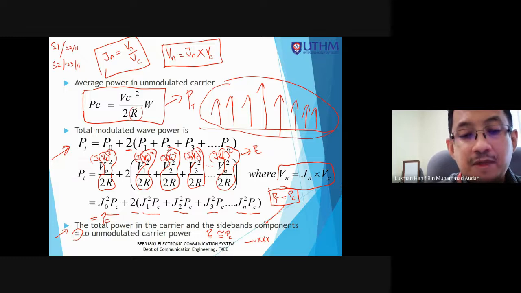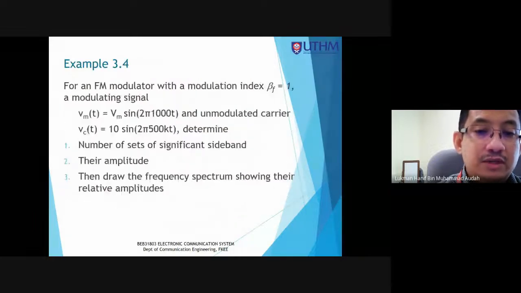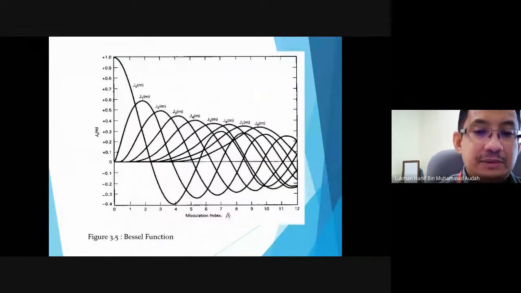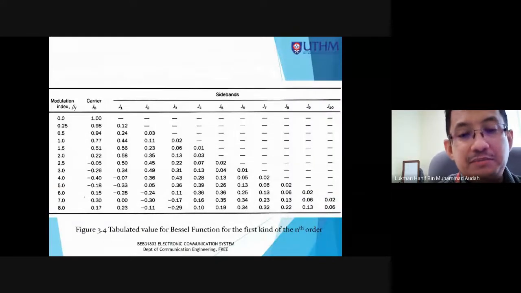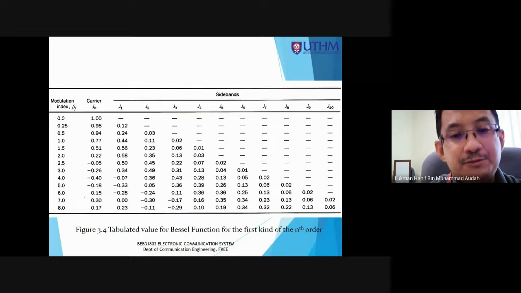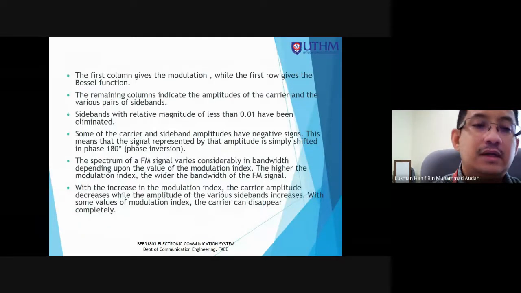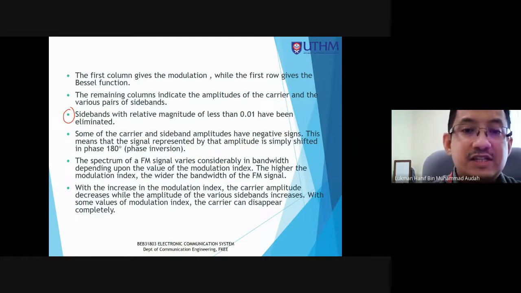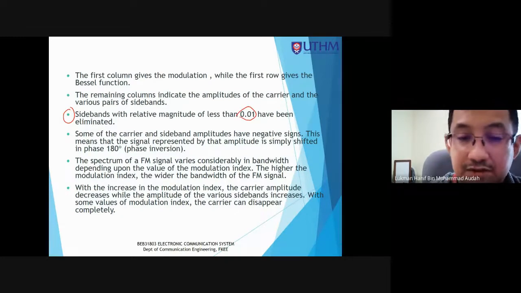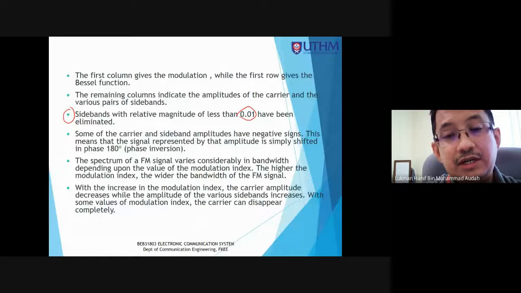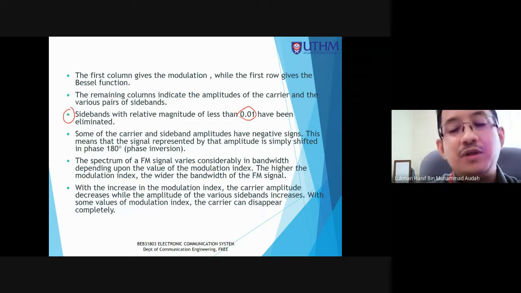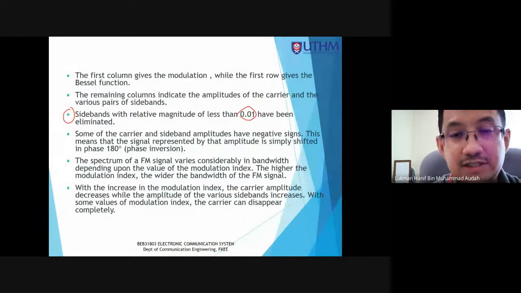Why? Okay, so the answer is like this. When you calculate the total power, I go back to the Bessel parameters, the Bessel table. Remember this table. If you remember this table, salah satu perkara yang telah dilakukan adalah this one: sideband with relative magnitude less than 0.01 have been eliminated from the table. So nilai-nilai kurang daripada 0.01 telah diabaikan dalam table tersebut. Walhal sebenarnya ada, tetapi dia tidak signifikan, sangat kecil.